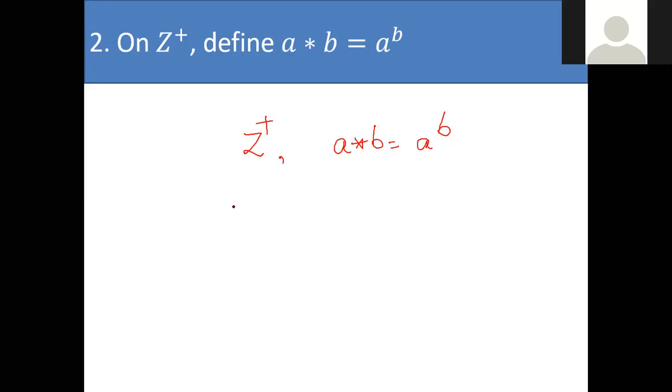Why, Clara, is it not a binary operation? I think Clara has given the answer as no, and others have given yes. If yes, why is it yes? If not, why is it not? If you could give me an example for no. There is power, yeah. So what do you mean by Z plus? Positive integers. From where does the number start?